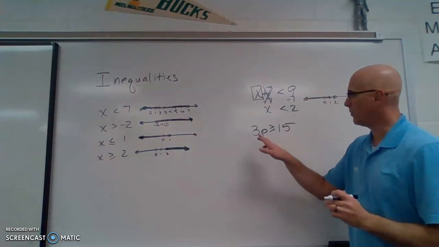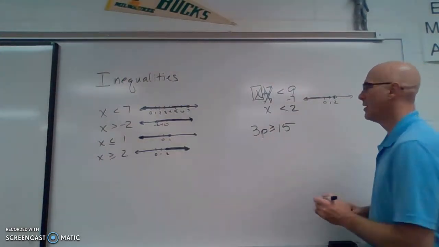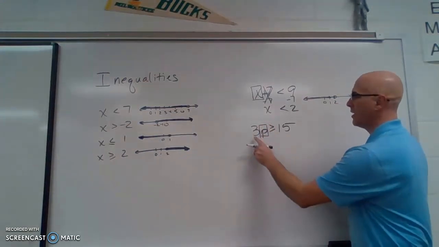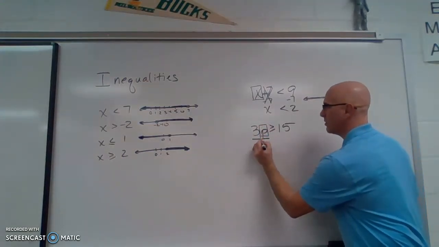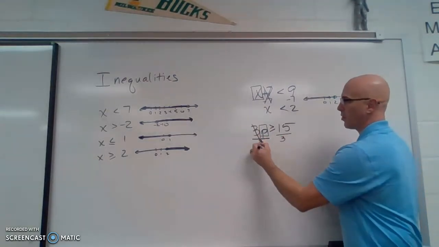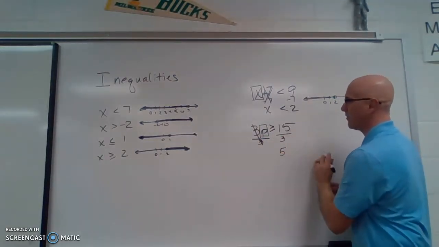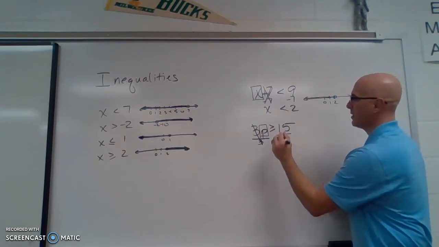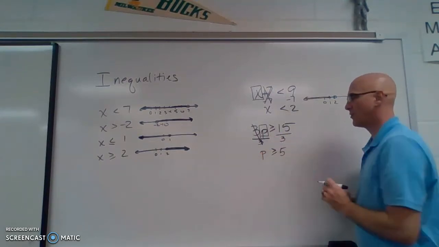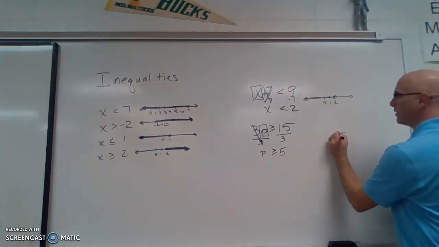Let's do one more example. 3 times p is greater than or equal to 15. We are going to first isolate our variable and then do the inverse operation. Multiplication means we now divide. Cross off and do the math. 15 divided by 3 is 5. Let's keep our same inequality, and then we keep what's left over here. P is greater than or equal to 5.